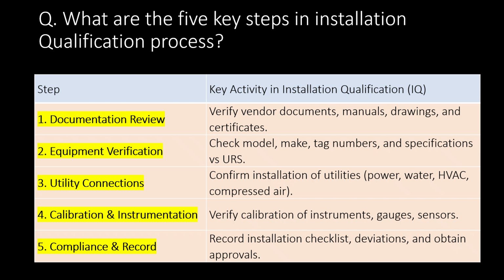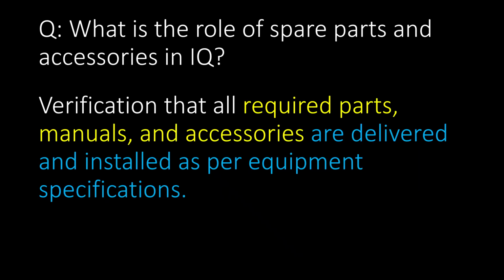Step 4: calibration and instrumentation. Here we verify calibration of instruments, gauges, and sensors. Step 5: compliance and record. Here we record installation checklist, deviations, and obtain approvals. What is the role of spare parts and accessories in IQ? Verification that all required parts, manuals, and accessories are delivered and installed as per equipment specifications.